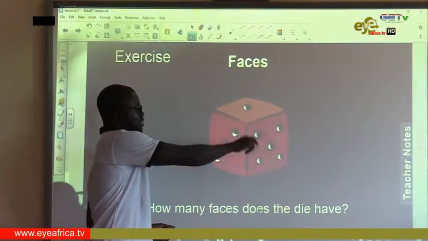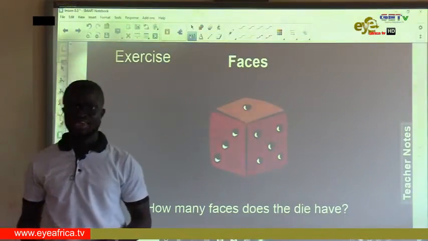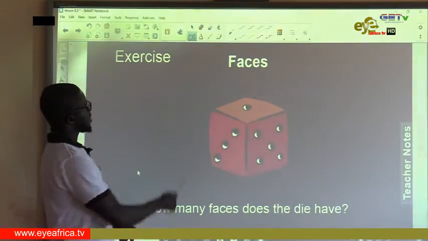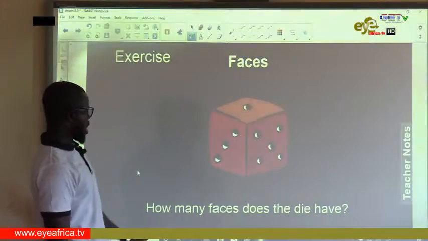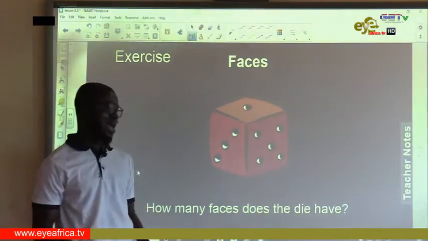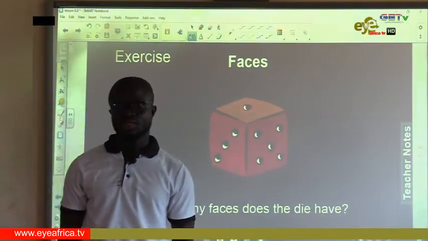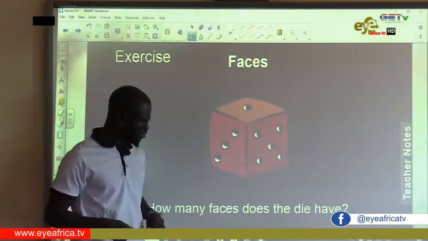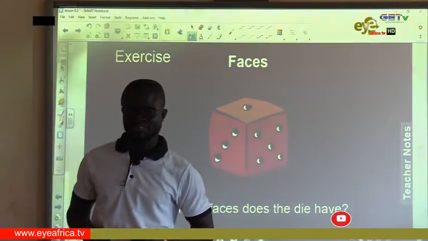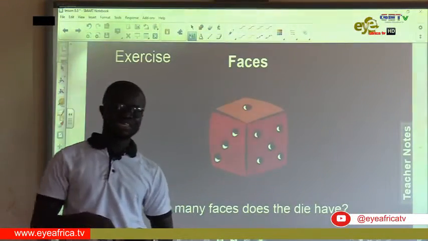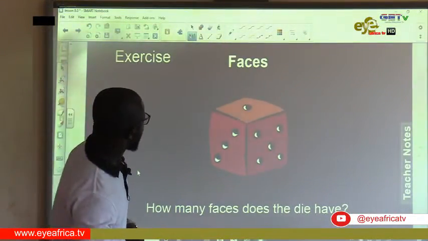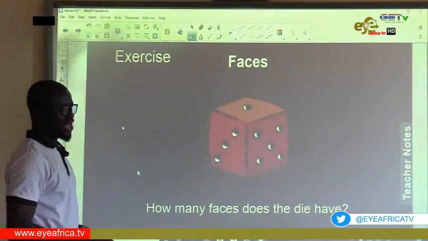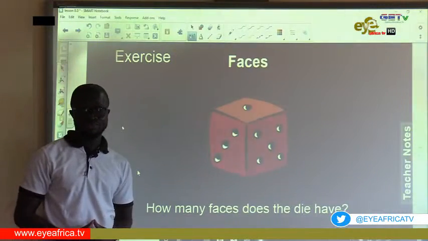For those listening, it is a die, a die used to play Ludo. Now, the question is, how many faces does the die have? I repeat. How many faces does the die have? I want your answers, please. Can you tell how many faces the die has?